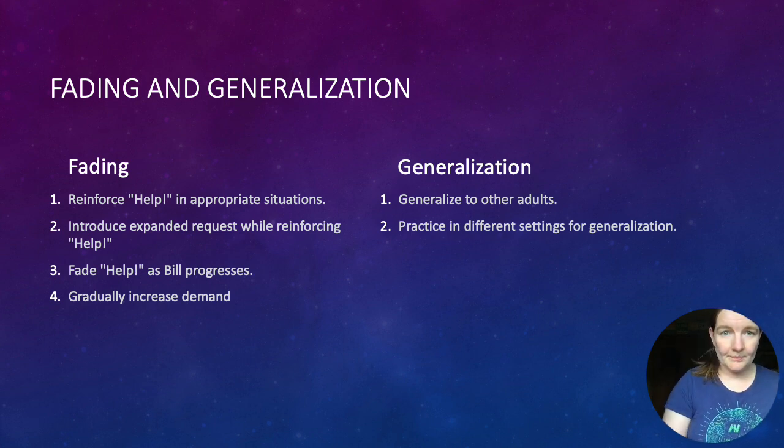And then for generalization, we need to generalize to other adults. If he is only asking his RBT for help or only asking one preferred adult in the building for help, that's not going to be useful to him as he grows and as he changes grade levels. So we're going to teach this to staff, not just behavior team staff, all staff, and we will practice in different settings. I believe that we should start with recess because he does enjoy being pushed on the swing, and then that both links him getting help with asking for help and provides adequate reinforcement.